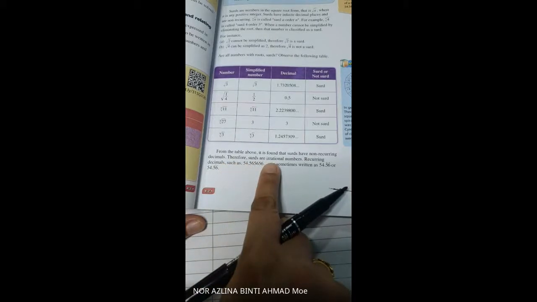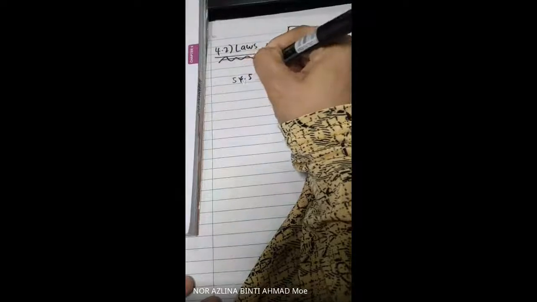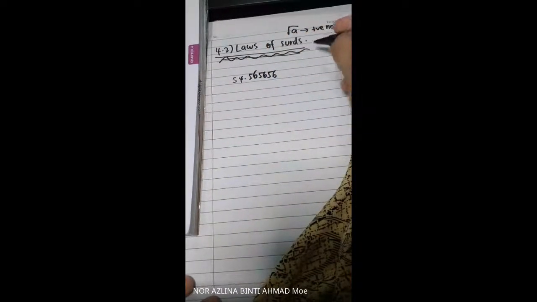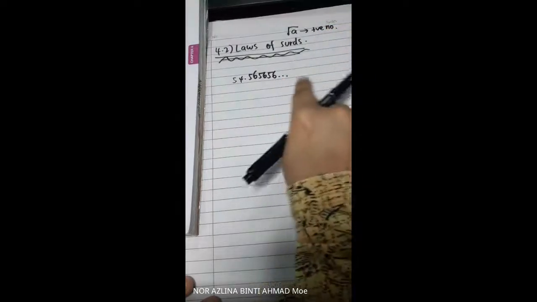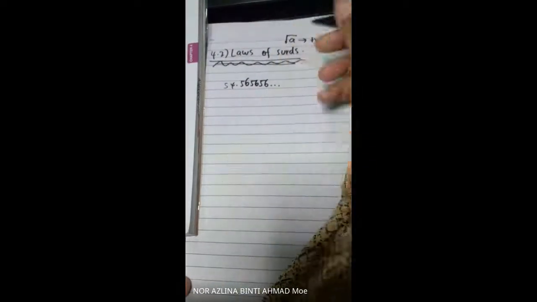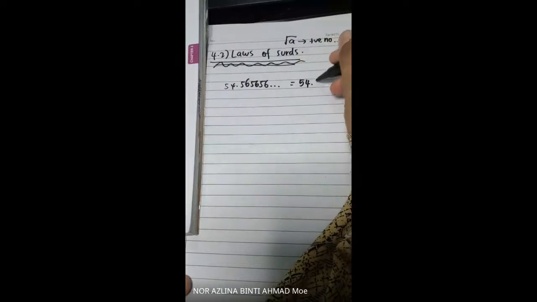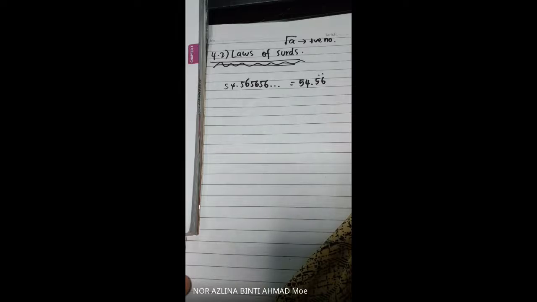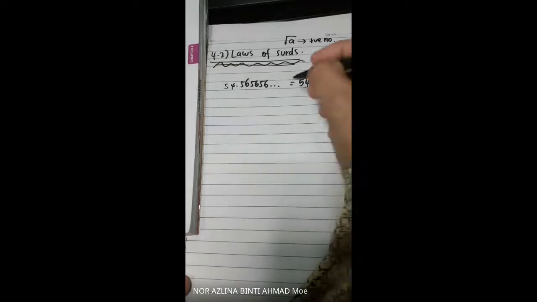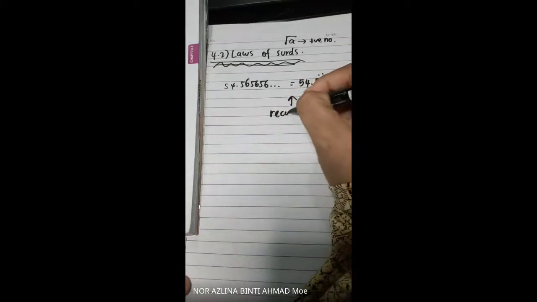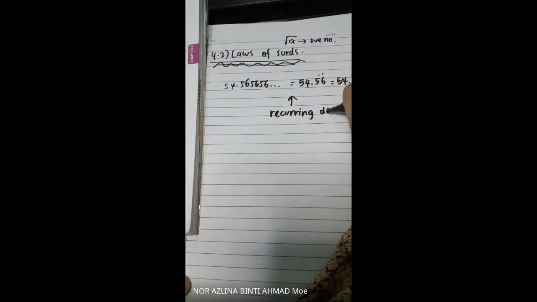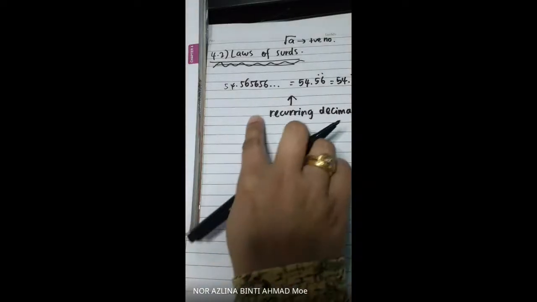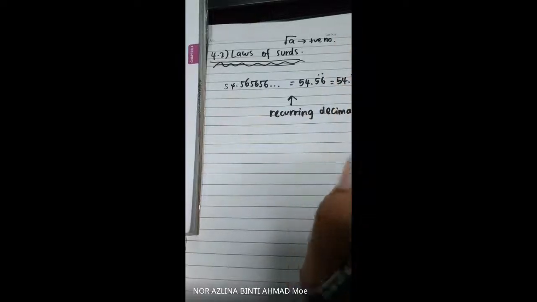Recurring decimals such as, okay, this is a recurring decimal, 54.565656. The dot means the same number will continue. Or you can write 54.56 with a bar. Okay, this is a recurring decimal. If you get a recurring decimal, that means the number is not surd.